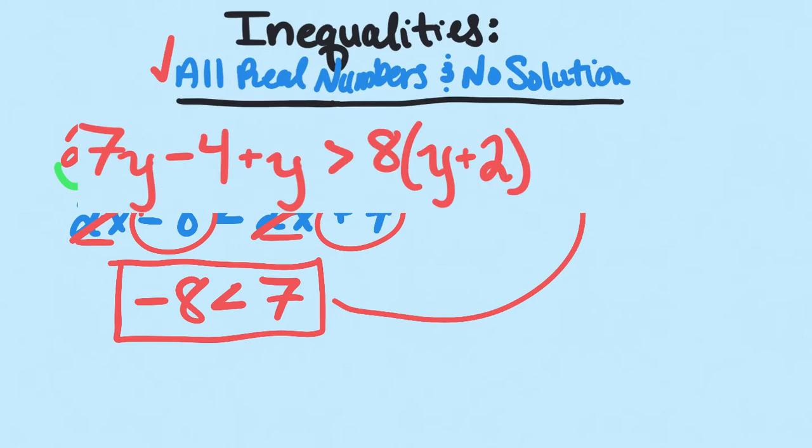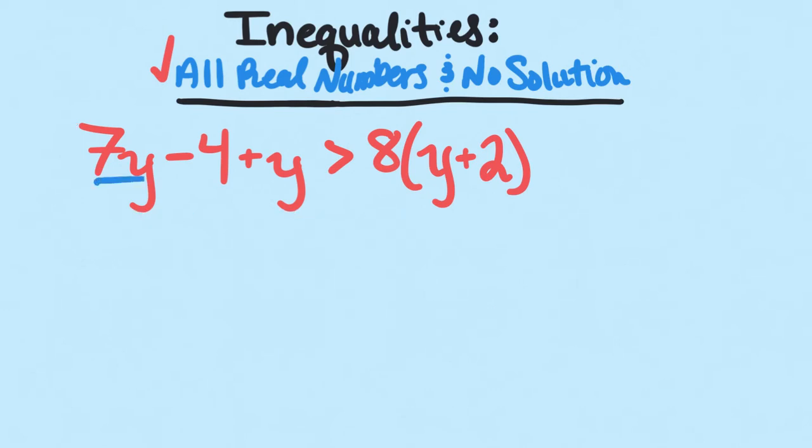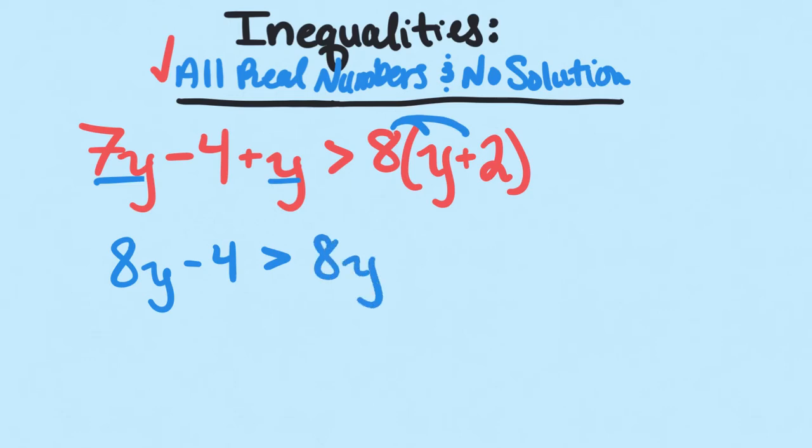Alright, so now that we've looked at an example that has all real numbers as a solution, so infinitely many solutions, let's look at one that would have no solutions. And I think you can kind of see where I'm going with this. It's going to be very similar to how we did the last one, but let's go ahead and simplify this inequality. First we're going to combine like terms on the left side. We get 8y minus 4. Okay, and that's going to be greater than 8 times y, which is 8y, and then 8 times 2, which is positive 4.